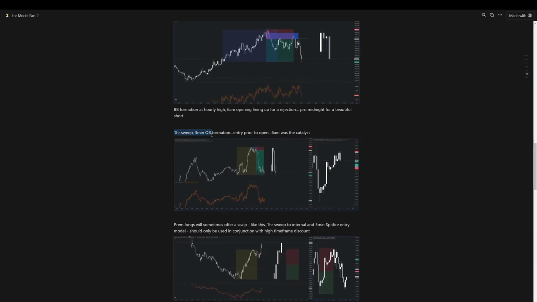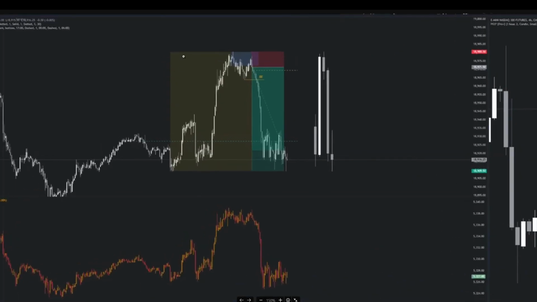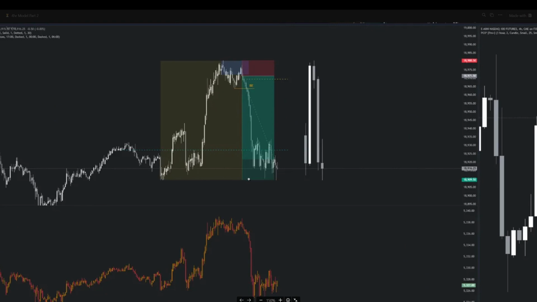Next, we have a 1 hour sweep with a 3 minute order block formation, entry prior to the open again. 6 a.m. was the catalyst. You saw that today. 6 a.m. was the catalyst. So we're above midnight. It's yellow this time. I changed the color over the course of a few days. But you can see this is your previous 4 hour range.